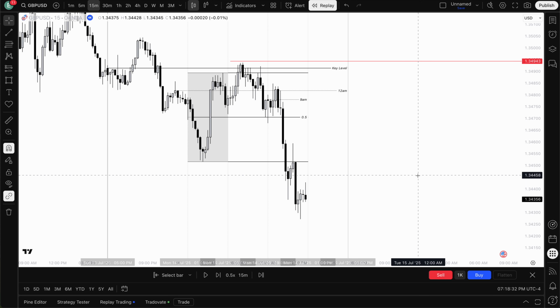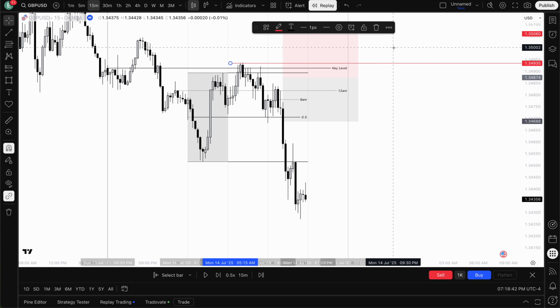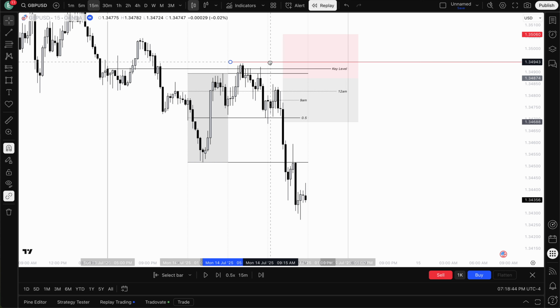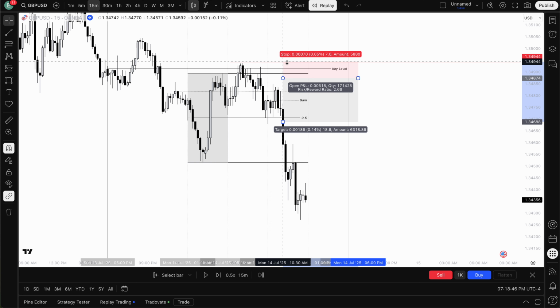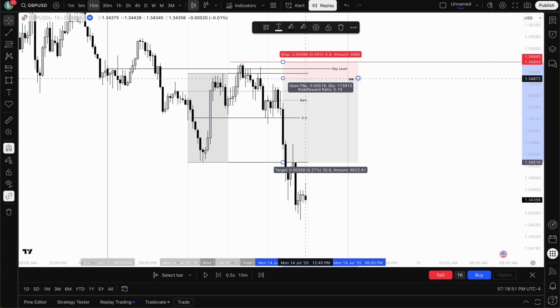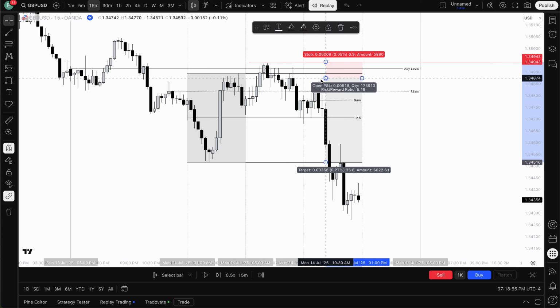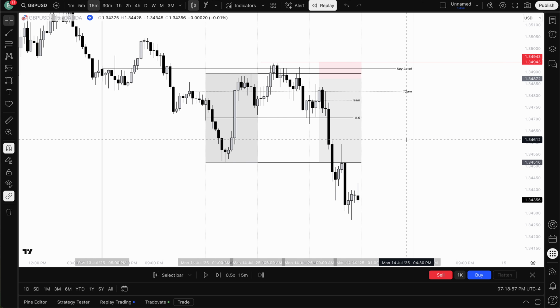GBPUSD price action review for the day. No trade today because I didn't get tagged into my entry I wanted right here. Would have been a 1 to 5 risk reward. Risk 100 to make 500, or risk whatever you want to make whatever you want, you know. That's how trading goes.